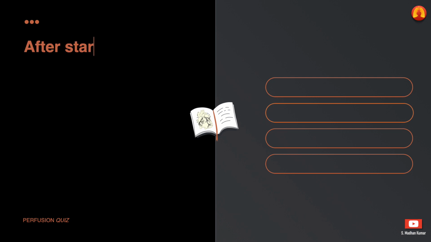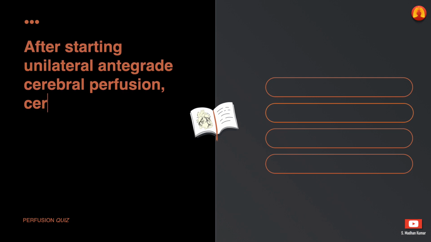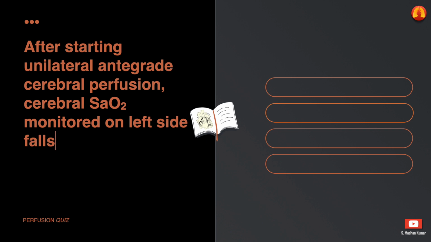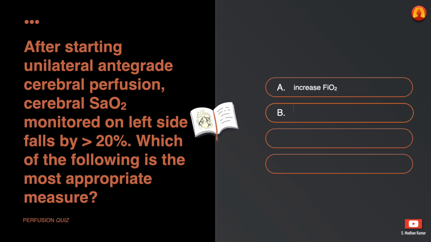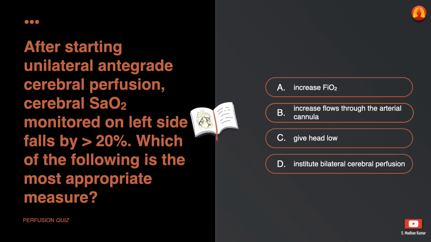After starting unilateral antegrade cerebral perfusion, cerebral SO2 monitored on left side falls by more than 20%. Which of the following is the most appropriate measure? A. Increase FiO2. B. Increase flows through the arterial cannula. C. Give head low. D. Institute bilateral cerebral perfusion. The correct answer is institute bilateral cerebral perfusion.